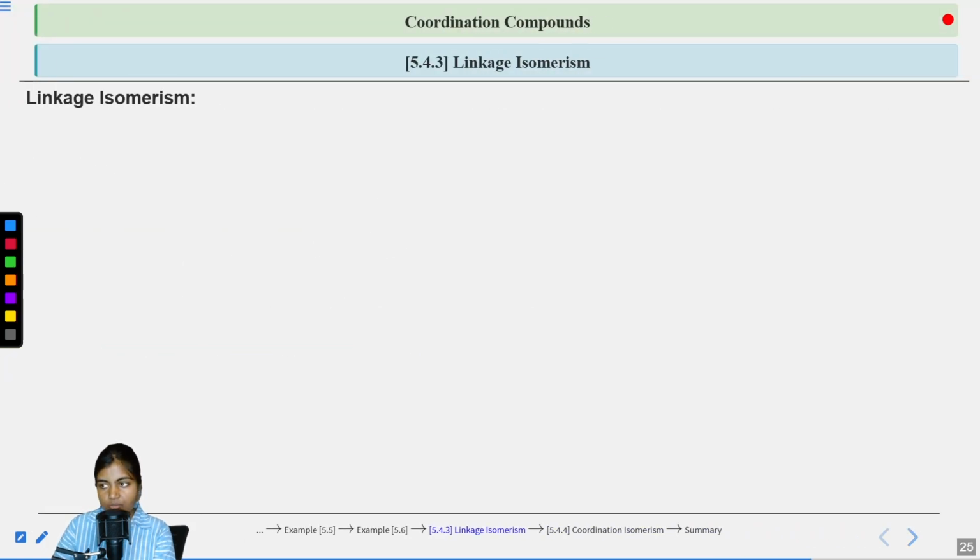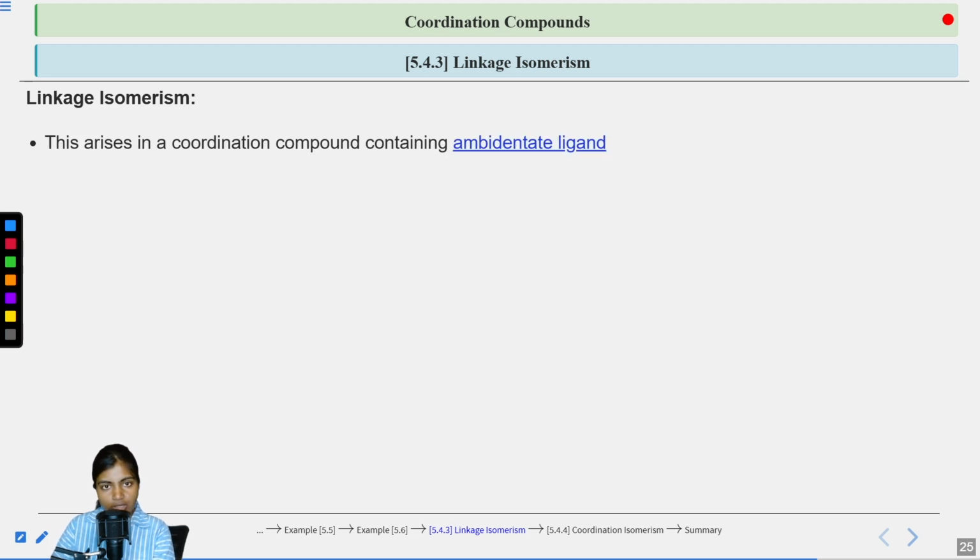Let's see another isomerism, which is linkage isomerism, 5.4.3. This arises in coordination compounds which contain an ambidentate ligand. So in a coordination complex, if you have the presence of an ambidentate ligand, then that coordination compound is going to show linkage isomerism. Now what is an ambidentate ligand? We have studied about it.